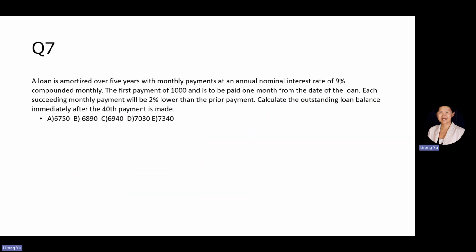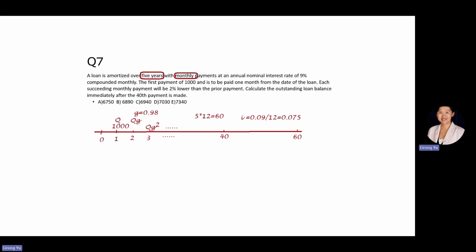Question 7 is about loan payment. A loan is amortized over 5 years with monthly payments at an annual nominal interest rate of 9% compounded monthly. The first payment is 1,000, said to be paid 1 month from the day of the loan. Each succeeding monthly payment will be 2% lower than the prior payment. Calculate the outstanding loan balance immediately after the 40th payment. This is one of the questions from 3.8. And again, if you need more practice questions, you're welcome to try and complete more questions from the homework at 3.8. So let's draw the timeline.